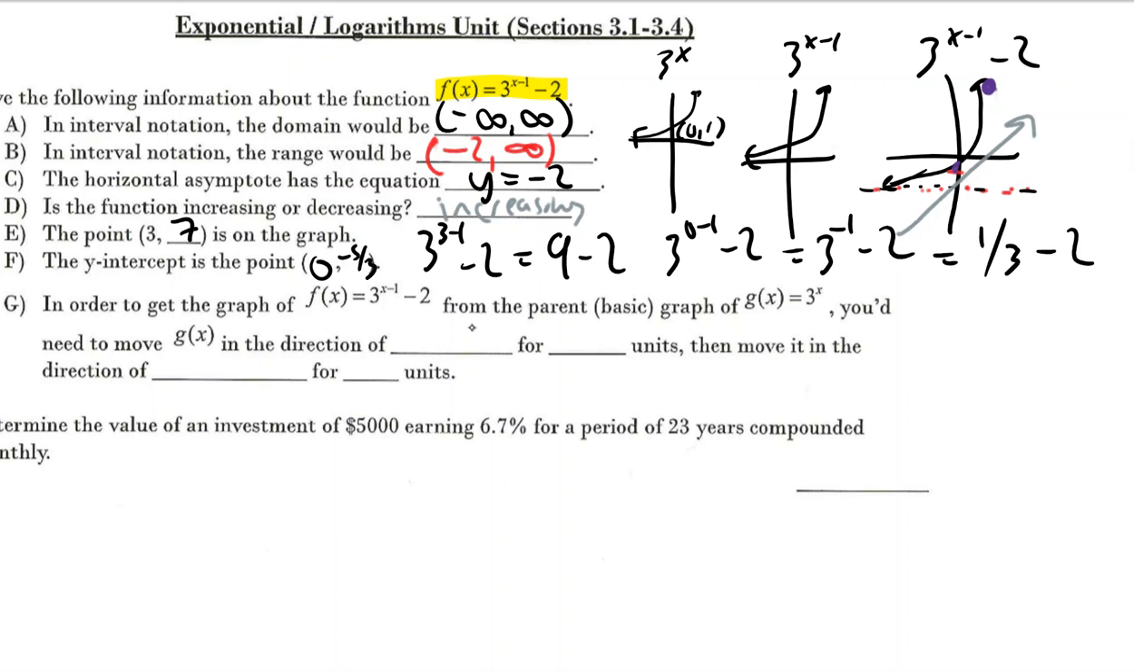Okay, and then to come up with that graph, we first need to move in the direction of right 1 unit because of the x minus 1. And then the -2 at the end made it move down 2 units. So I didn't ask that till the end, but I really needed it to get the graph to start off.